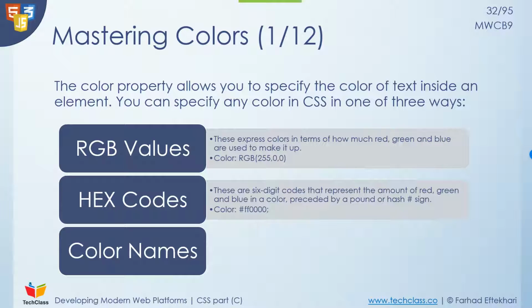And for hex codes, these are 6-digit codes that represent the amount of red, green, and blue in a color, preceded by a pound or hash sign. And here is also an example. And then we have color names, which are 147 predefined color names that are recognized by browsers. And here's also an example. Very easy to read for humans as well.